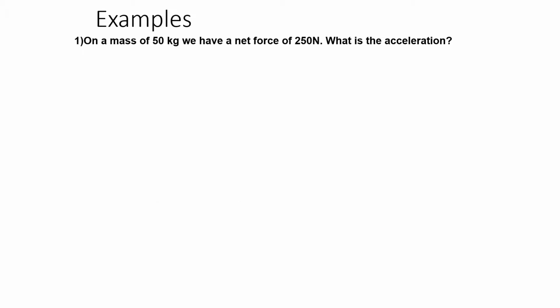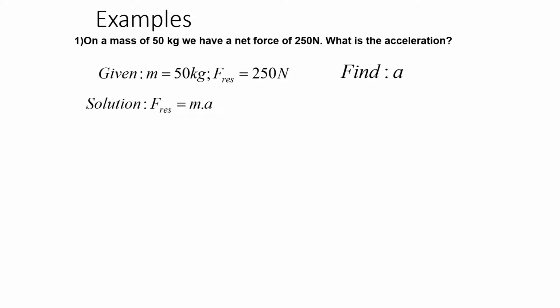The first example is an easy one. On a mass of 50 kilograms we have a net force of 250 newtons. What is the acceleration? We have a mass of 50 kilograms and a resulting or net force of 250 newtons, and asked is to find the acceleration. The solution: we have Newton's second law, which means that the acceleration is the force divided by the mass, which gives us 250 newtons divided by 50 kilograms is 5 newton per kilogram, or 5 meter per second squared, which is the same thing, as we will show at the end of this movie.